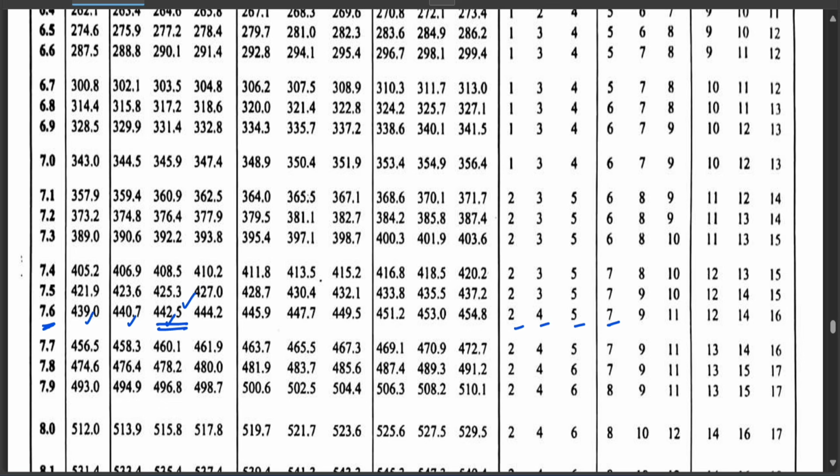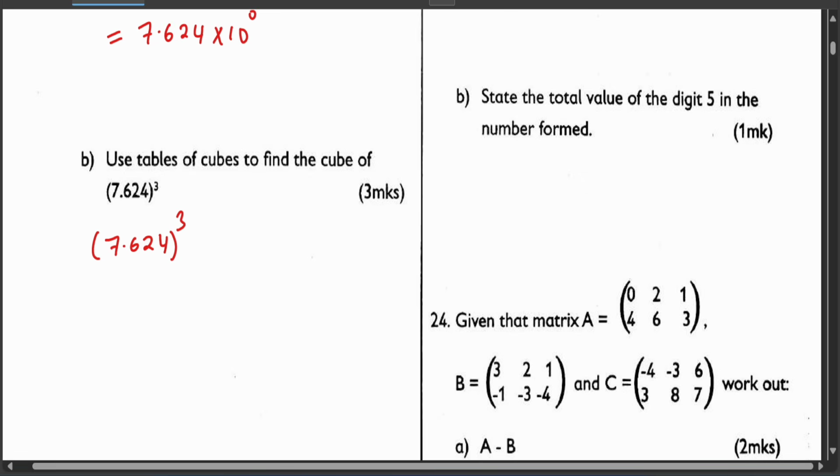So watch and see, but just know that it is 442.5 plus 0.7, in which itakupa answer 443.2, which is very near. So answer ni 443.2. Kwenye calculator yako itakupa kama 443.1, but kwenye log itakupa 443.2. So there's a slight difference, but that's the answer.